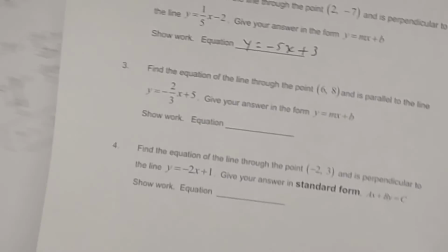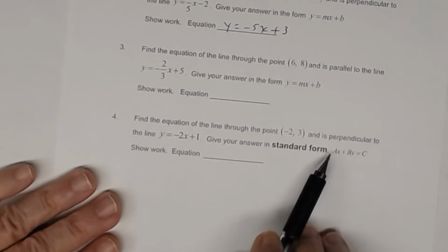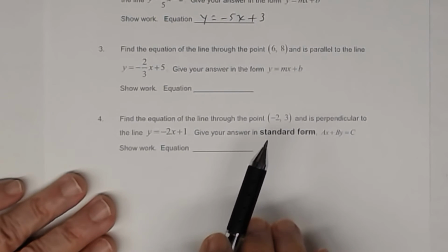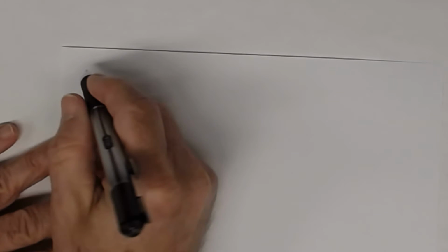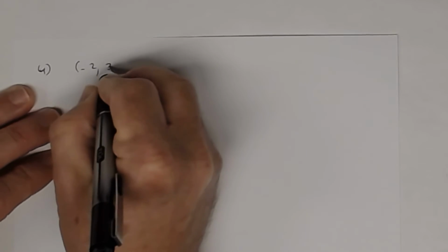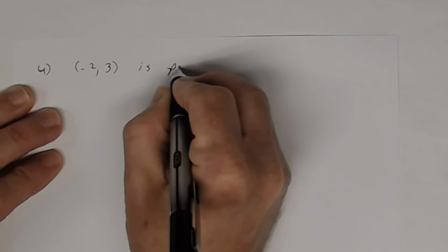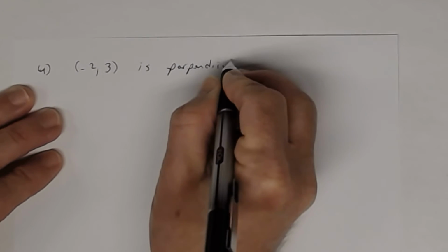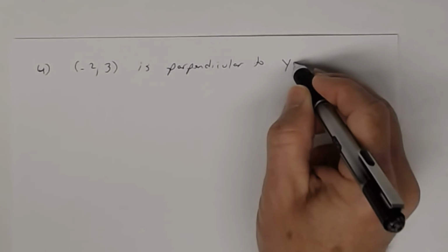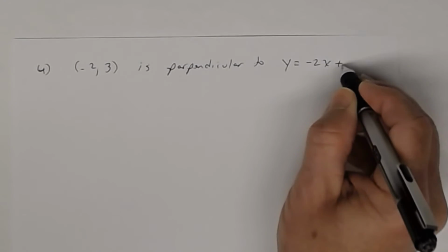Now, number 4. If you take a look at number 4, this time the final answer has to be in standard form. So you've got to remember what standard form is, not slope-intercept form, standard form. Okay, so let's look at that one. So number 4: the line goes through the point (-2, 3) and is perpendicular to the line whose equation is y equals -2x plus 1.